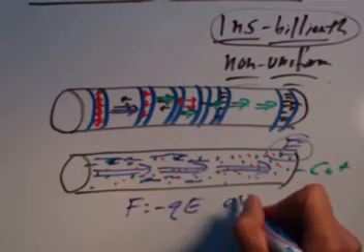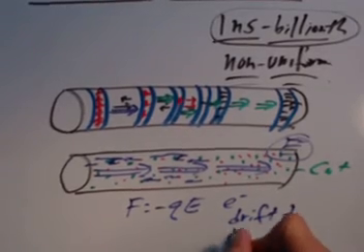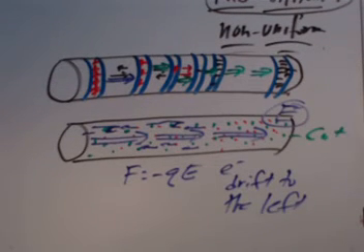So we call it the... not towards the right, to the left. Electron drift to the left. And that's exactly what happens in a wire, and that's where current comes from.